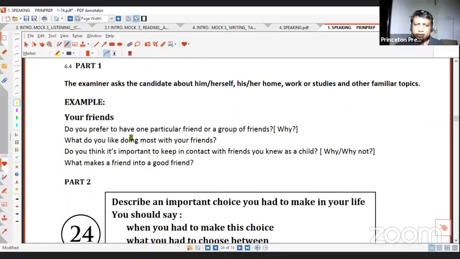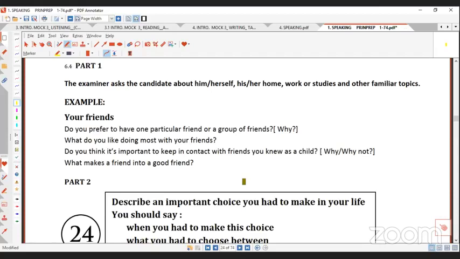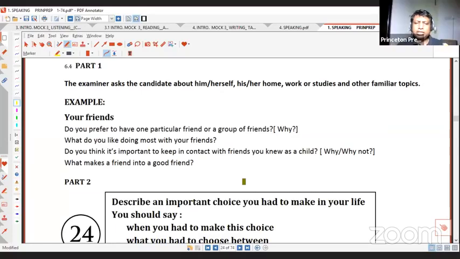So do you prefer to have one particular friend or a group of friends? What do you think? Which one is better? I think one should have a group of friends rather than one particular friend. But mostly, there is always one close friend. But sometimes it doesn't go the way you want.